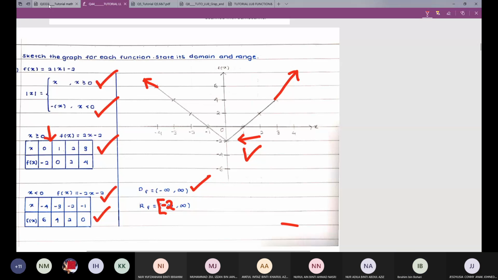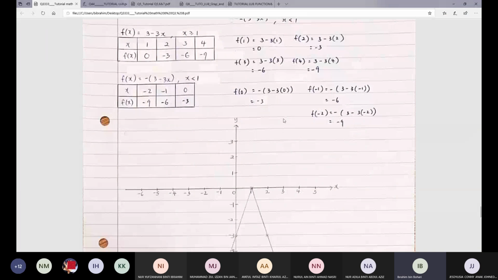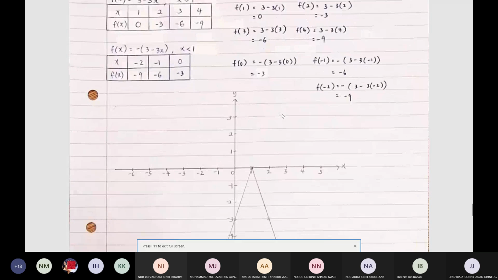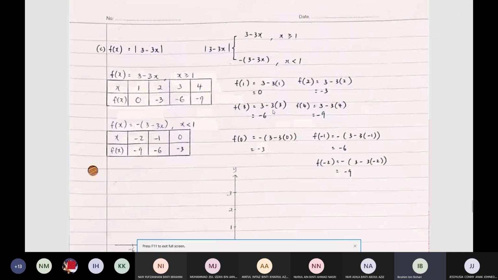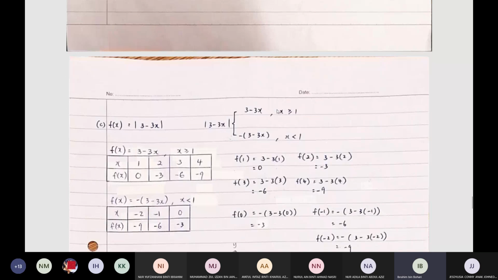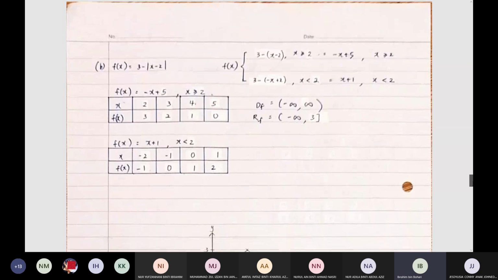Question B. Absolute value of 3 minus 3x. Any question C? Question B. Ini question B, absolute value of 3 minus modulus x minus 2.